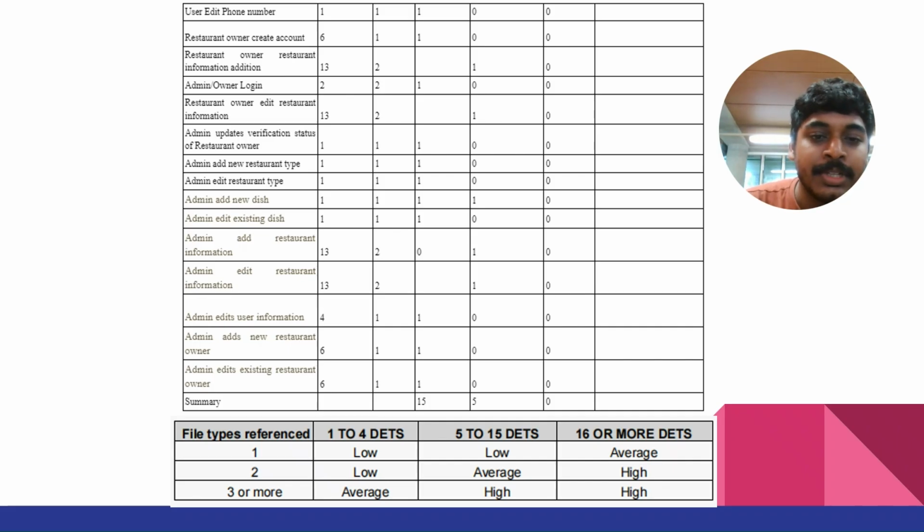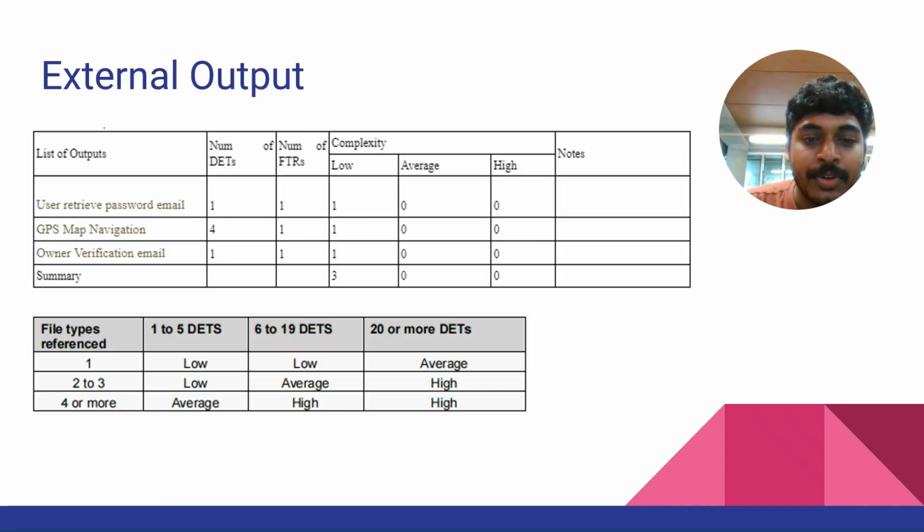And then using all this information, we did using the file types that was referenced in the logical fields or the DETs that was basically used, we determined that the total complexity low would be 15 and average would be 5. And moving onwards, for external output, this is basically all the processing that the system has to do and provide it to the user and then displayed on the user's UI.